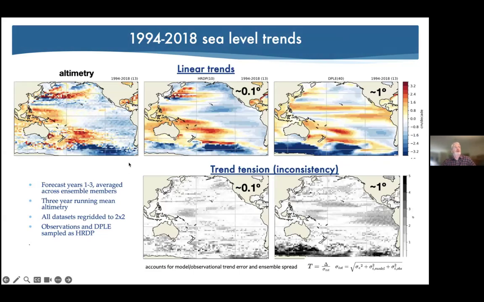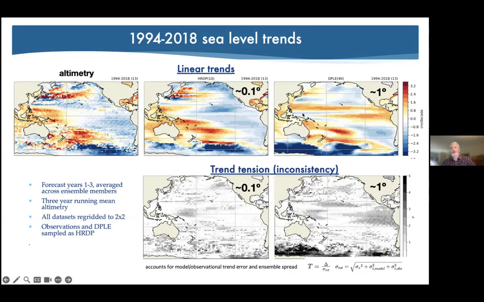If you look at altimetry, we can see that we've got evidence for this zonal dipole: falling sea level in the Eastern Pacific, rising in the Western. We've also got extratropical variability, and in particular, a strong sea level fall in the Southern Ocean, the Pacific Southern Ocean. If you look over to the high resolution experiments and look at the trends, they're very close. They show that sort of dipole. They show that large sea level fall in the Southern Ocean.